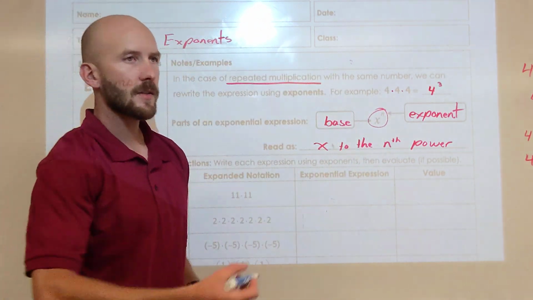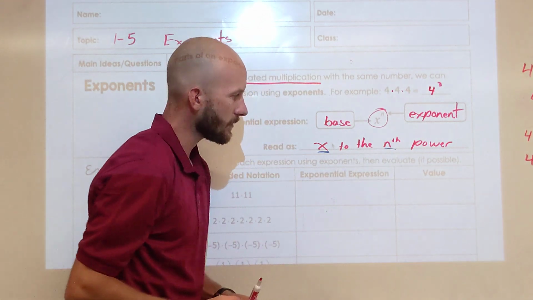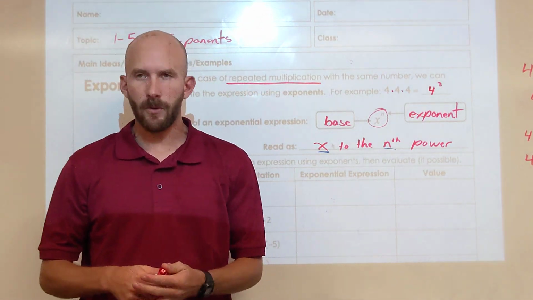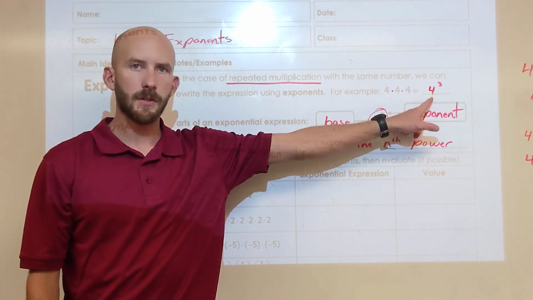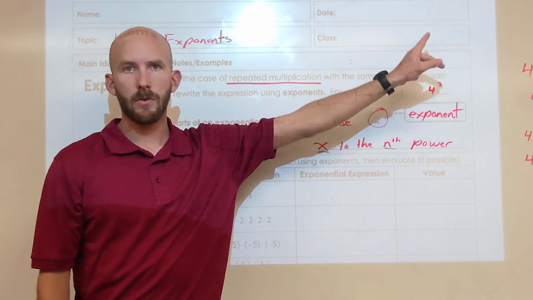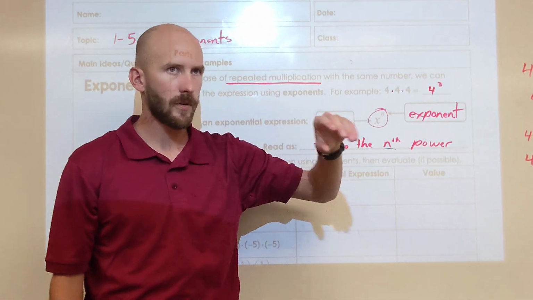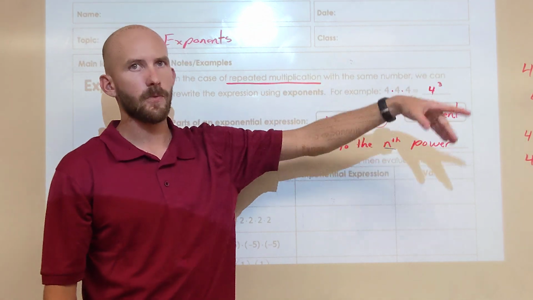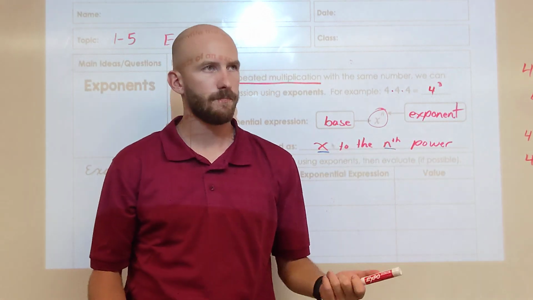And in this case, the x and the n are just placeholders. Okay? So, for example, up here, we would read this 4 to the third power. Any numbers that we put in there, whatever it's there, it's going to be the base, so 4 to the whatever power. Okay? Easy enough.